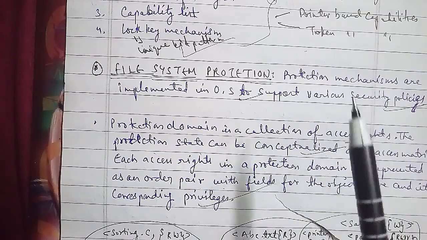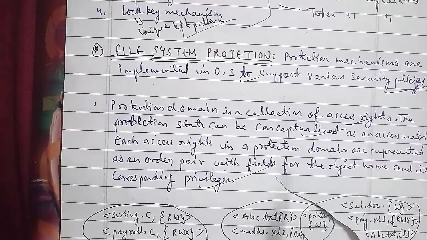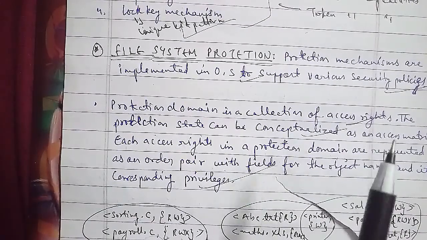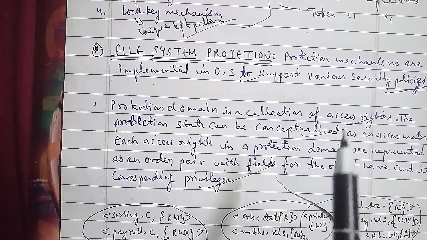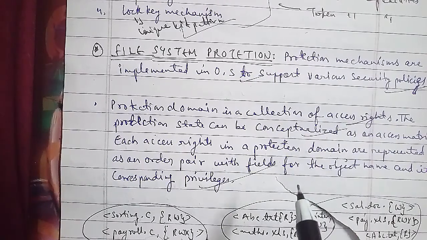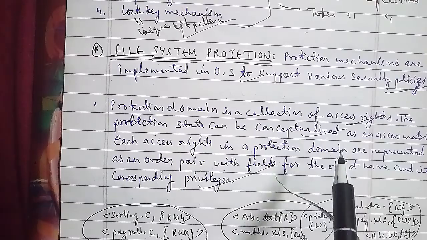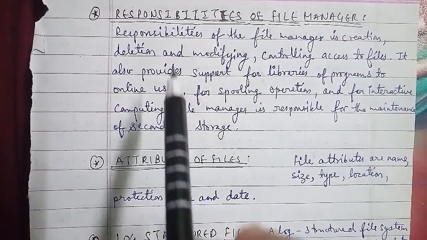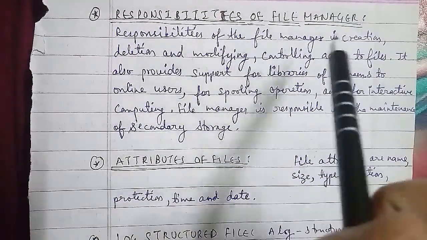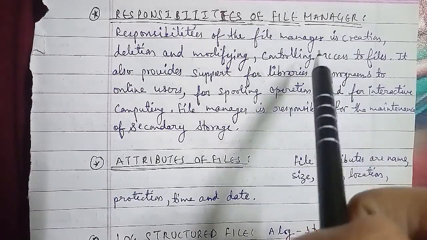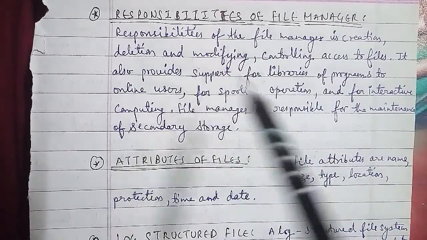In regard of this, if I'm talking about the attributes of a file, if someone asks you about the right attributes of the file, or what are the attributes of a file here. So file attributes are, पहला attribute है name, size, type, location, protection, time and date. These were the attributes of a file that you have to answer.